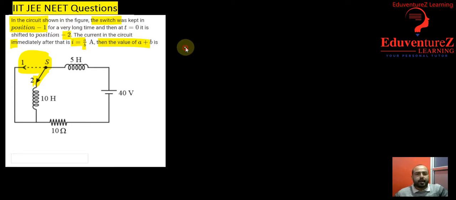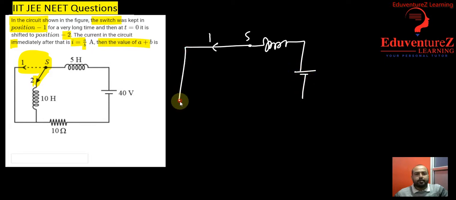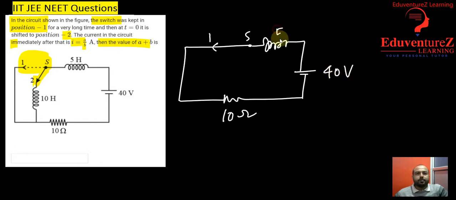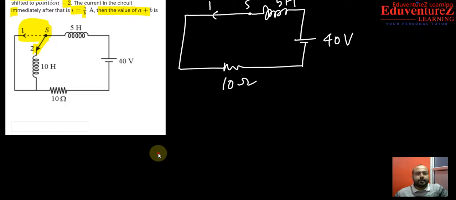The first one is position 1, and this is the switch. This is connected to position 1 for a very long time and that side is not connected. So this is the diagram for the initial case. This is 5 Henry and this is the switch. Now this switch is shifted to position 2. So we will shift this switch to position 2.